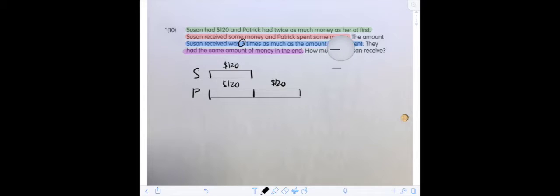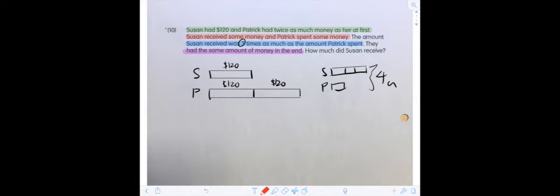Okay, Susan received 3 units, and then Patrick spent 1 unit. What's the total number of units here? Okay, total is 4 units. Okay, so here I'll give you a good idea on how you can draw the next part of your model. Here we know that the sum is taken out. We split this into 4 units. Alright, why 4? Because we got a 4 from over there.